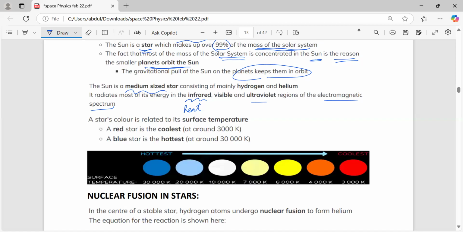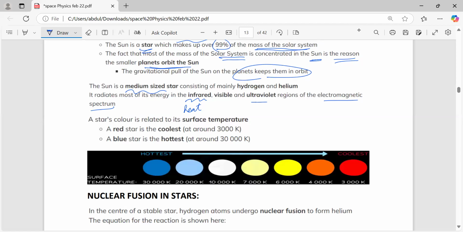You should be very particular about these three names, and I think this came in last year's exam for 3 marks. In May June 2024 there was a question for 3 marks: name 3 parts of the electromagnetic spectrum which are emitted by the sun or which are received by earth from the sun. So these 3 names you have to memorize.